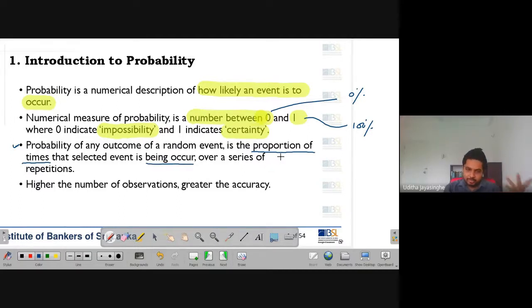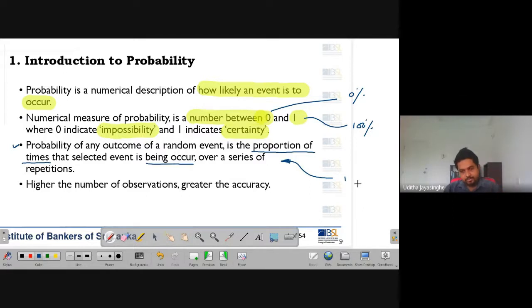Now that share price going up, raining, all these things will have this same assumption. What is that? If you name your random event, and if that event is going to happen, I'm going to call it a favorable event. Okay, so if at all it happens, I'm going to call it something like, let's say, 1.